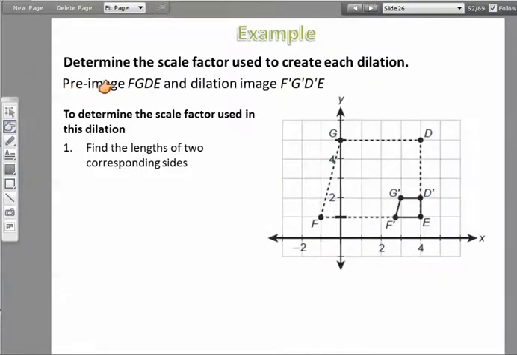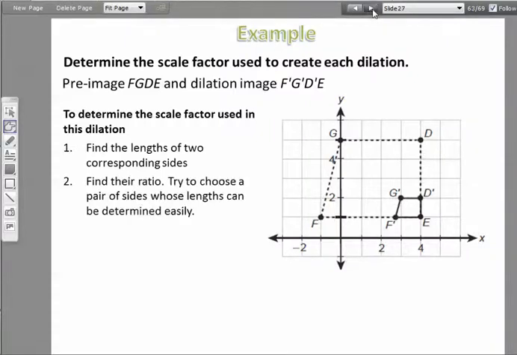All right, here we got a pre-image of FGDE and a dilation image of F prime G prime D prime E prime. Okay, so here's the pre-image. This is the image. To determine the scale factor used in this dilation, I need to find the lengths of two corresponding sides. And then once I do find the lengths of two corresponding sides, I need to find their ratio.